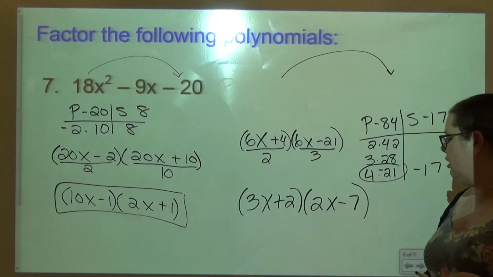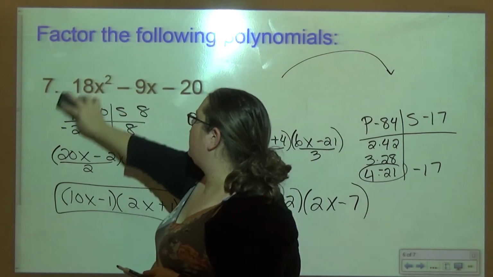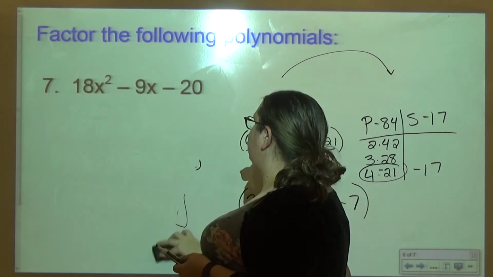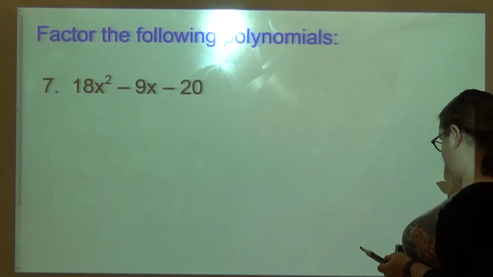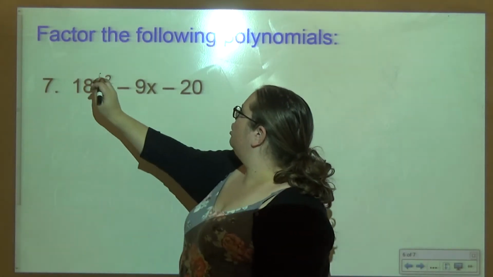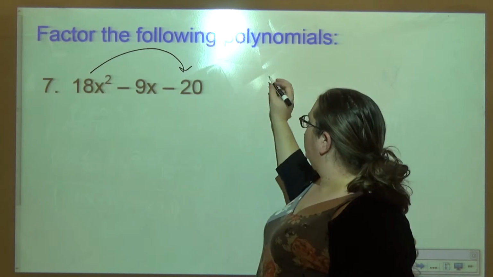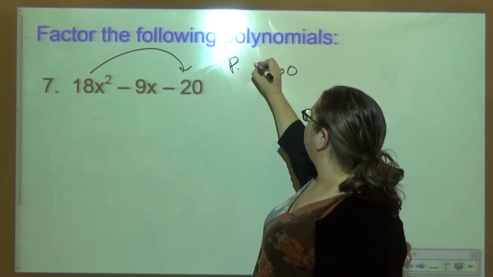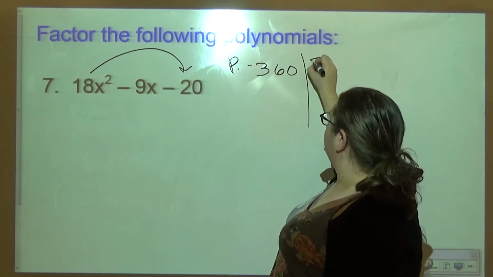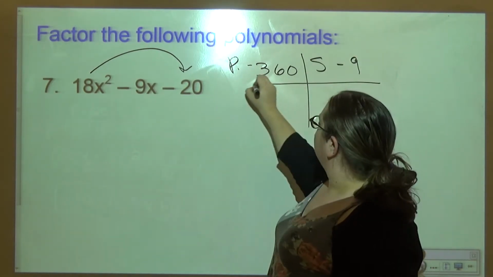Alright, this is the last one of the slide. These numbers are pretty big, so take your time. Pause the video and try it on your own. So 18 times 20 is 360. Yikes, negative 360. My sum is negative 9.